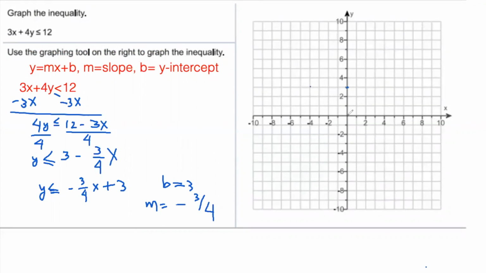First, we have to find out the y-intercept, which is 3: 1, 2, 3. This is my 1 point. And slope is negative 3 over 4. So if we go upward 3 units from here, 1, 2, 3, and from here we have to go to our left 4 units because the slope is negative. So 1, 2, 3, 4, right here. So I have got 2 points, and then we have to join them to get the graph. So let me try to join these 2 points.